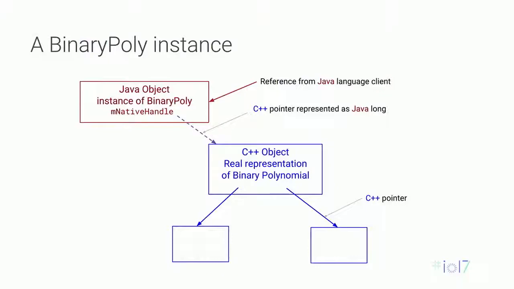So here's a pictorial representation of what this looks like. I have the Java object at the top of the slide, which is the only thing that my client actually sees. So I want the client to be able to treat this Java object as though it were implemented completely in Java and ignore the fact that there's C++ code underneath. The dashed line here is the Java long, which is really a C++ pointer, which points to the C++ object representation, though Java doesn't know that. And inside the C++ object representation, there may be additional pointers that point to additional C++ data structures.